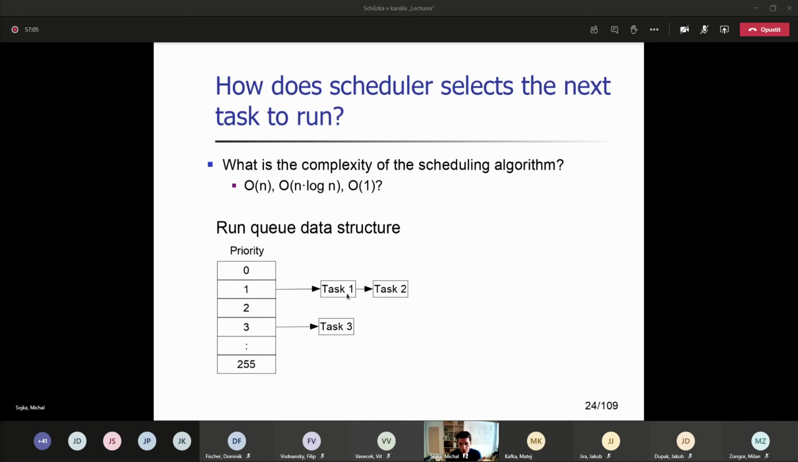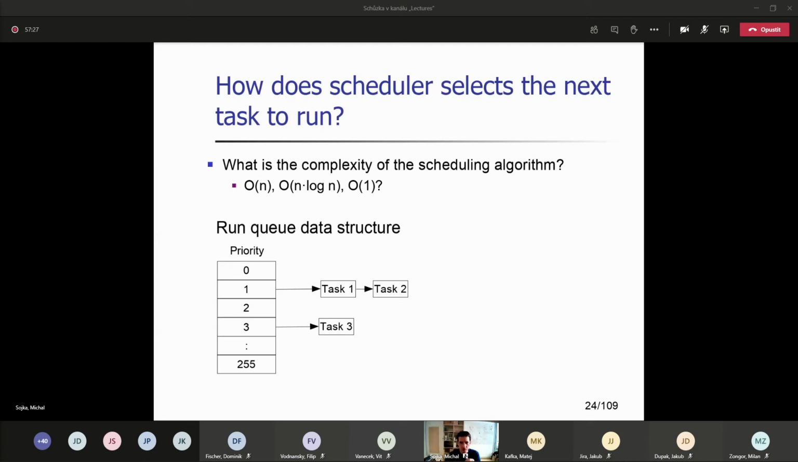Now what to do if we do not have 32 priorities, but for example 256? Typically this find first bit instruction, if you have a 32-bit computer, supports only 32 bits. If you have a 64-bit CPU, it supports 64 bits, but not 256.